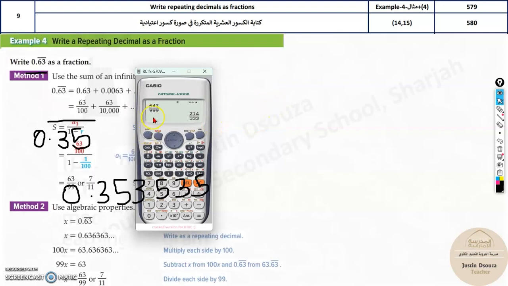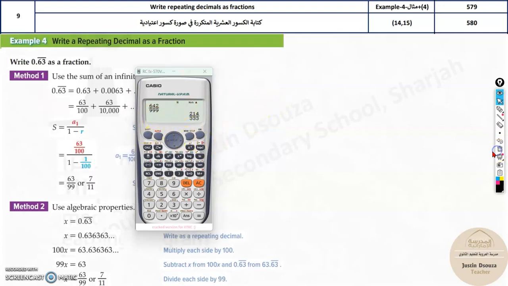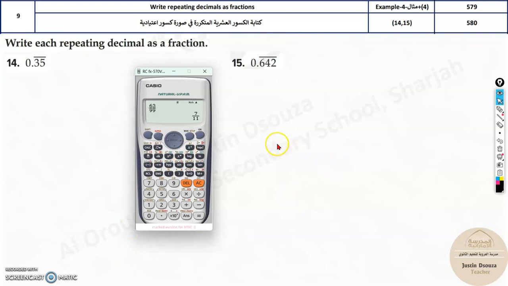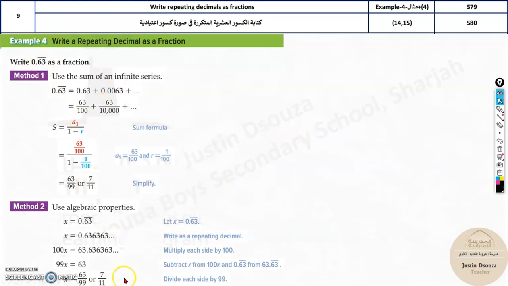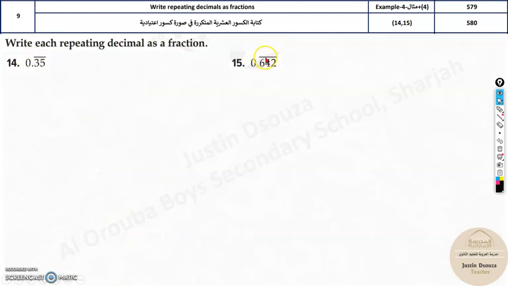Now, even the given question, you can pause the video and try it by the direct method which I just told you. It would be basically 63, and since there are only two digits repeating continuously, 99, 7 by 11. So that's the thing. But please be careful, in some problems, if it's a single digit, this method will not work, so please remember that. But generally, whenever digits are repeating, note how many digits are repeating, and divide by that many 9s, like 999. So this is how we can easily solve it.